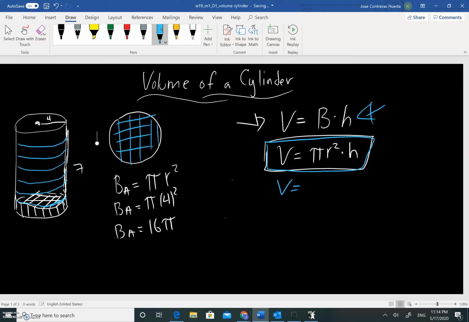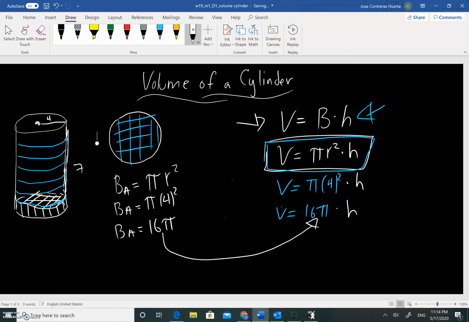So volume is equal to pi times r, which we said is going to be 4 squared, and then you multiply at the end the height. Well, in reality, we have volume is equal to 16 pi times h, right? Notice that the 16 pi goes right over here, because that's the area of the base. And then you just multiply the height, so V is equal to 16 pi times 7, because that is my height.